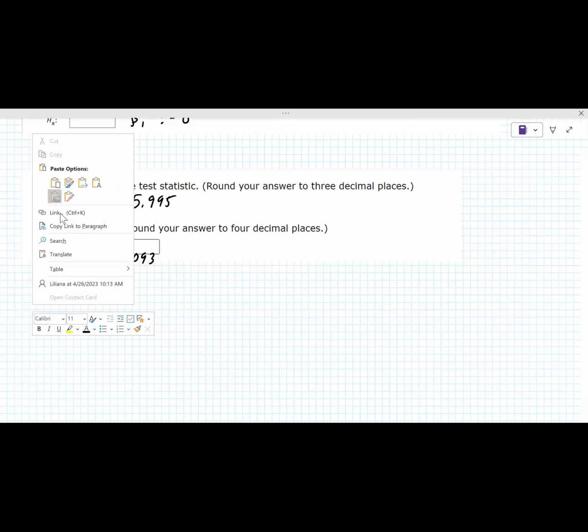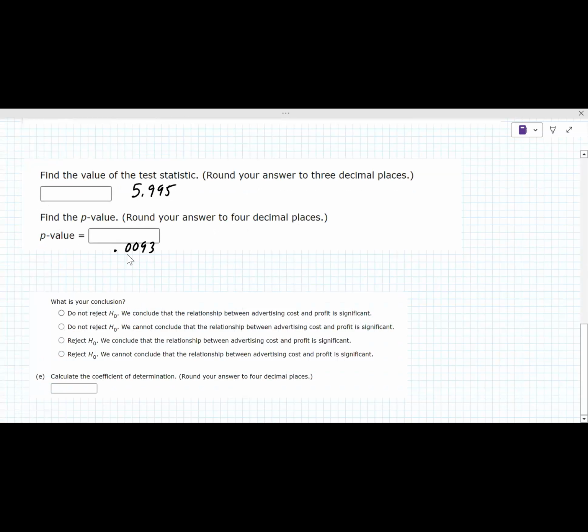So the next stuff is the whole hypothesis test. So you have to compare your p-value, which is 0.0093, to the alpha level. The alpha level is given as 0.05. Is this number less than 0.05 or greater than 0.05? Less than. And that means you reject. And we can conclude that the relationship is significant.